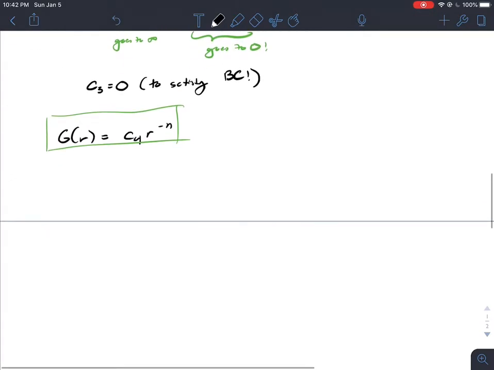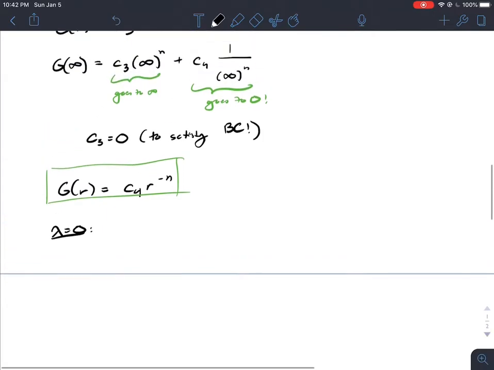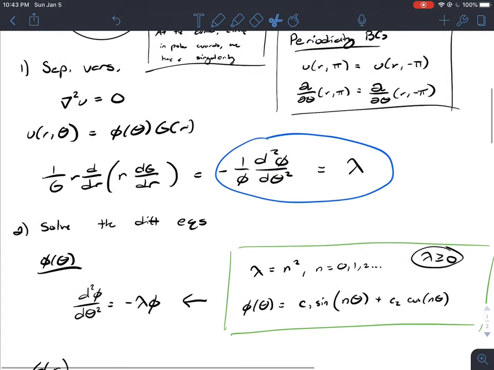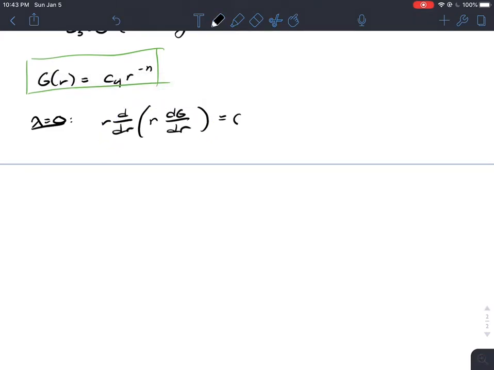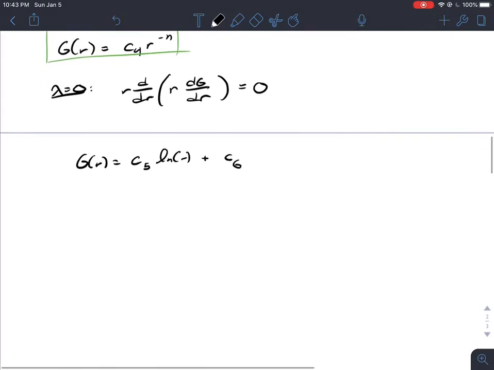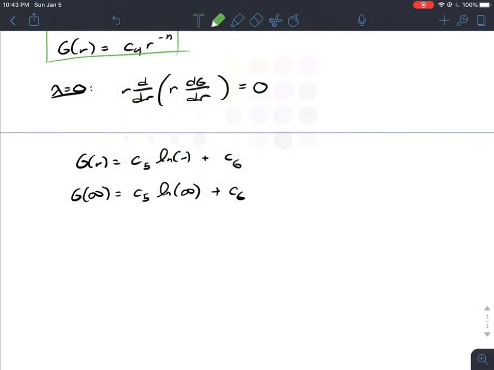Cool. So now let's take a look at the lambda equals 0 case. When we do lambda equals 0, we're going to have a slightly different differential equation, mainly this one right here, equals 0. If we solve this differential equation out, we should get g of r is equal to c5 natural log of r plus c6. If we apply the same boundary condition concerning an infinite distance away, g of infinity is equal to c5 natural log of infinity plus c6. Once again, this left term goes to infinity, since natural log of infinity is infinity. c6 stays constant.